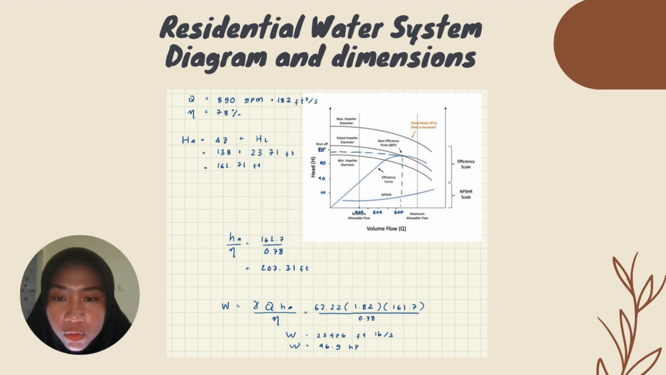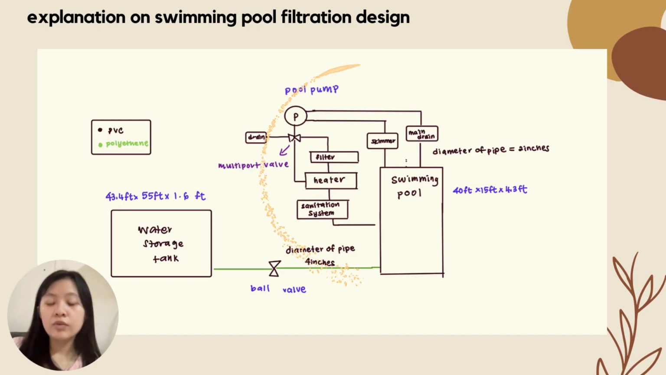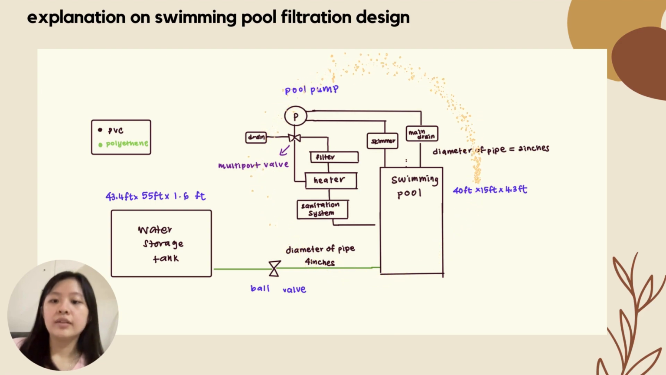So here are the maximum height that can be attained by using the pump. And this is the power needed for the pump to attain this maximum point, which is 23,476 feet pound per second, or equivalent to 46.9 horsepower.